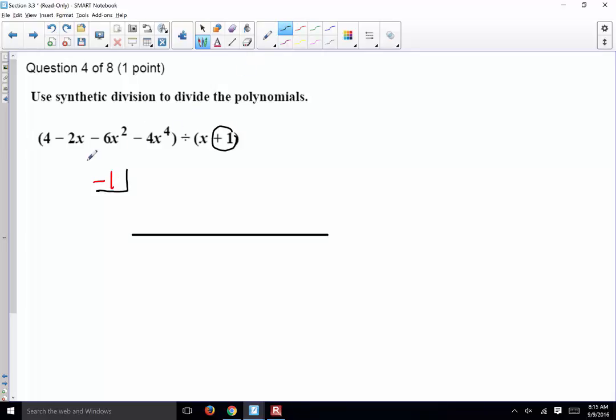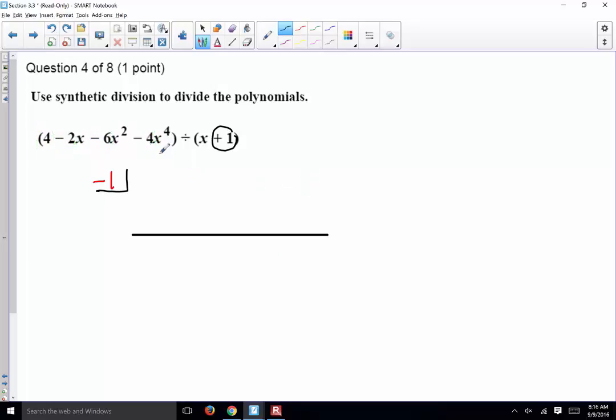And we need to just put all these numbers here in the given order, right? So there's 4, -2, -6, and -4. Am I right? No, I'm kidding, okay?